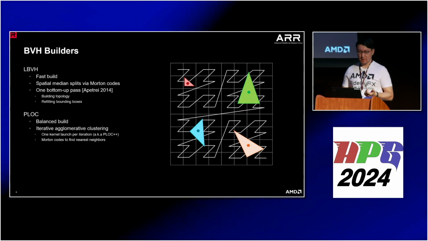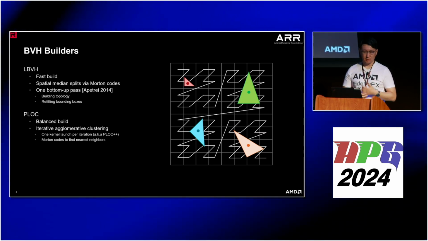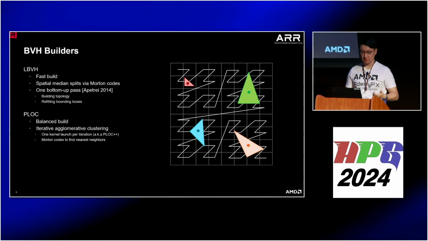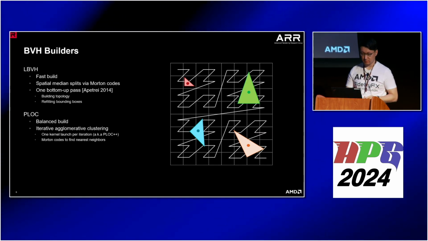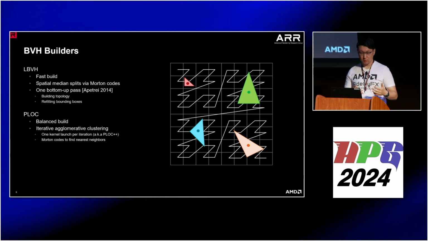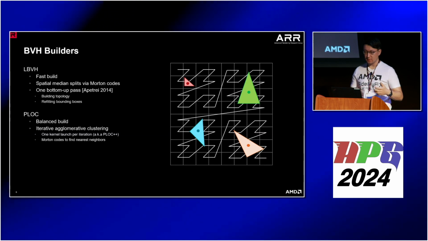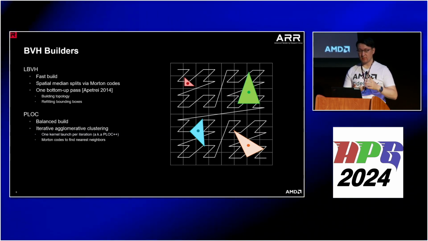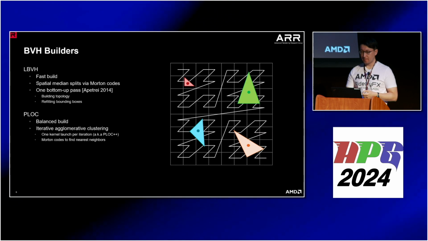And yesterday you might have seen HBlock, which is like the next evolution of this algorithm. So we plan to replace our current implementation with HBlock very soon. In this algorithm, we also use a Morton curve, but to find the nearest neighbors for the clustering. So in this case, we really optimize the surface areas of internal nodes, so the quality is much better.